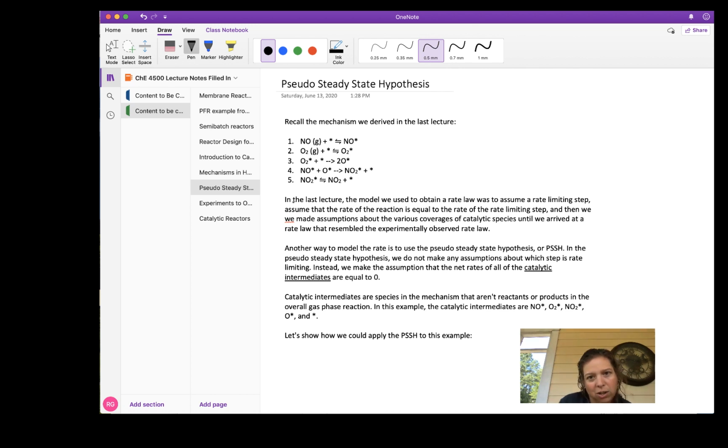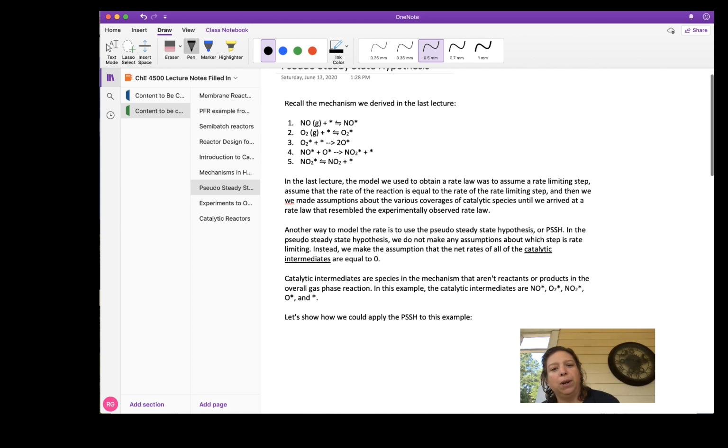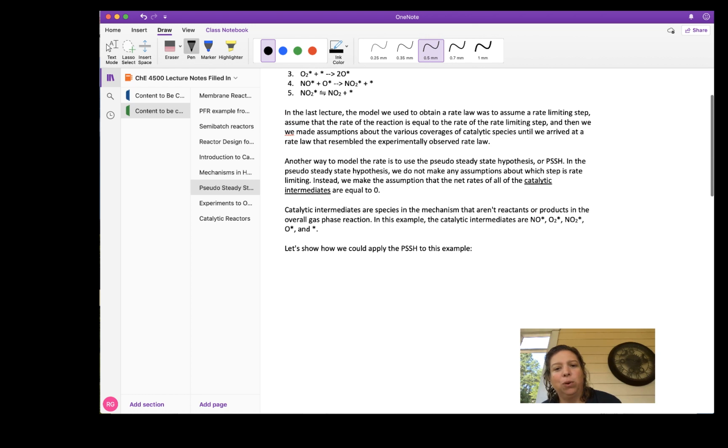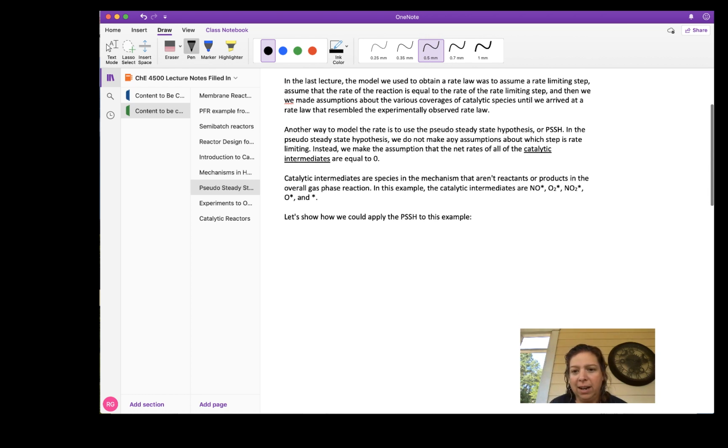So in this lecture, we're going to use a different model to obtain the rate of reaction. The model that we're going to use is called the pseudo-steady state hypothesis, or PSSH. In the pseudo-steady state hypothesis, we don't make any assumptions about which step or steps are rate limiting. Instead, we make the assumption that the net rates of all the catalytic intermediates are equal to 0.